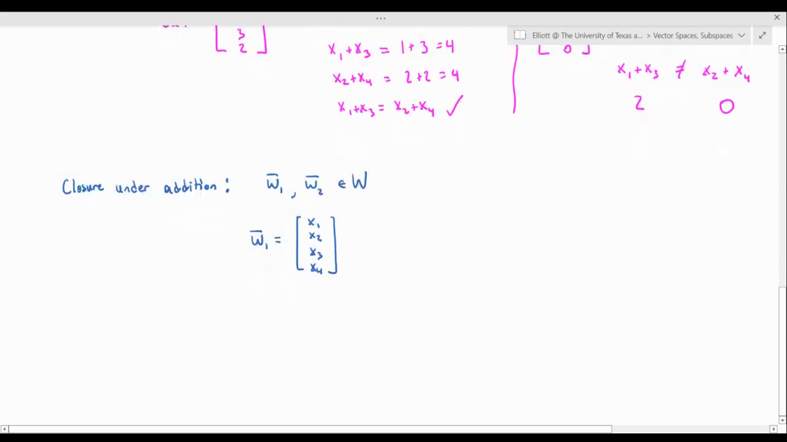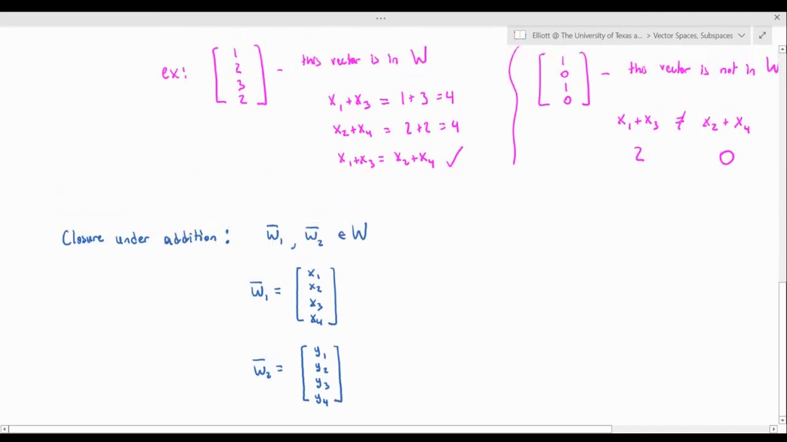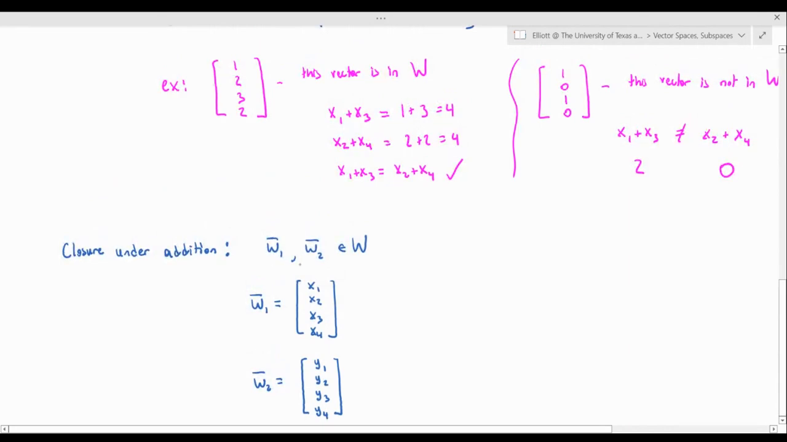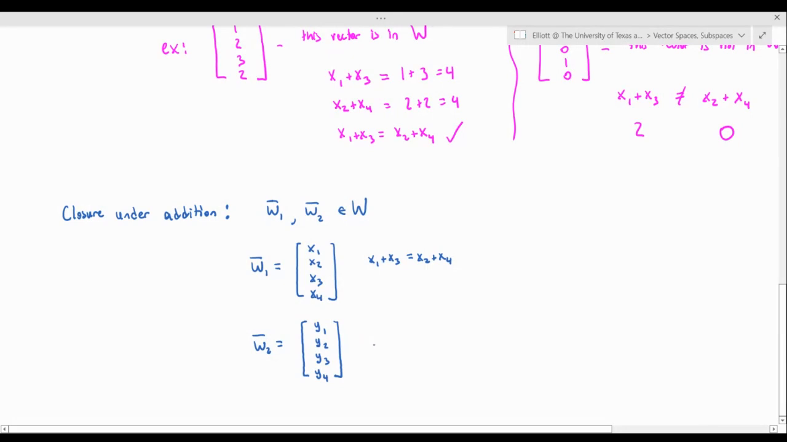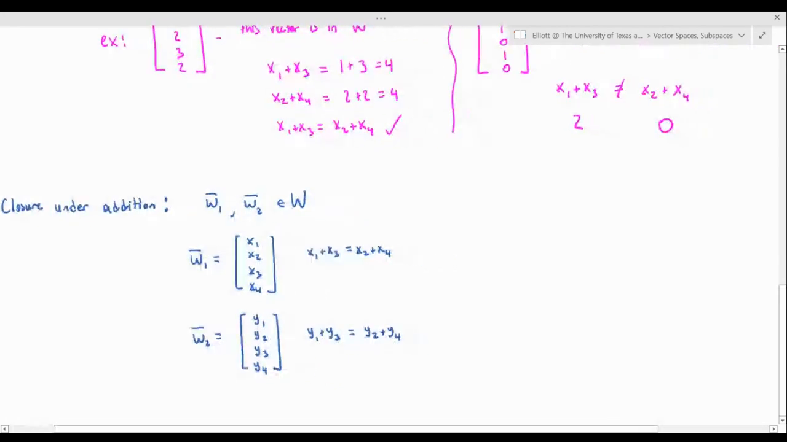And then let's say W2. Since it is not necessarily equal to W1, I might use new variables, like y1, y2, y3, and y4 for W2. Okay. So we have these 2 vectors, and we are assuming that these 2 vectors are inside of W right now. So therefore, we are assuming that x1 plus x3 is equal to x2 plus x4. And likewise, we are assuming that y1 plus y3 is equal to y2 plus y4, okay? Because these conditions should be satisfied if these vectors are inside of W.